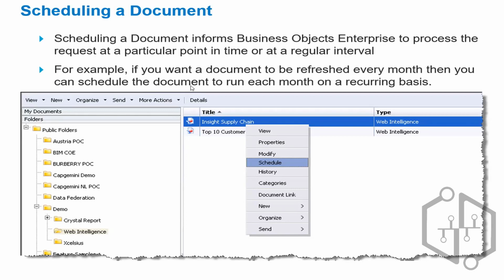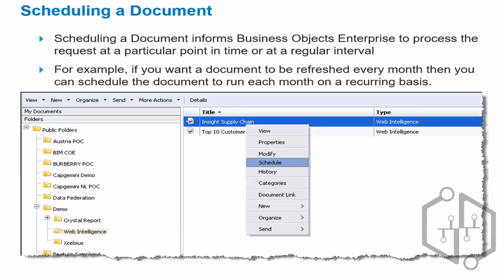For example, if you want a document to be refreshed every month, then we can schedule the document to run each month on a recurring basis. That is possible by going to that report inside supply chain. If this is the report name, we can select this report. We can click on schedule.